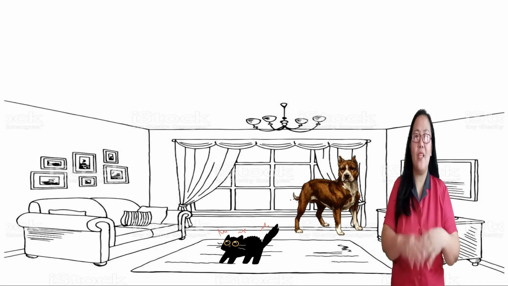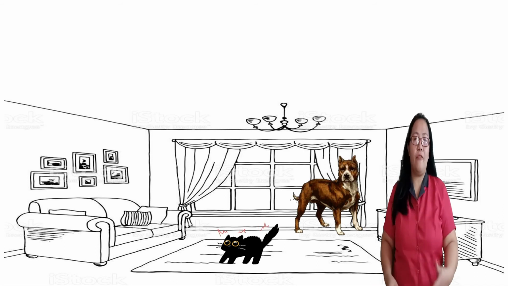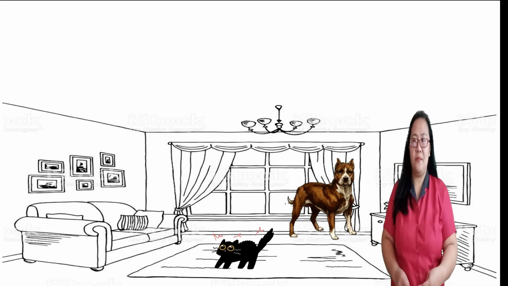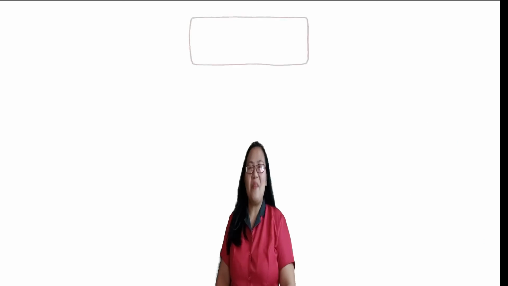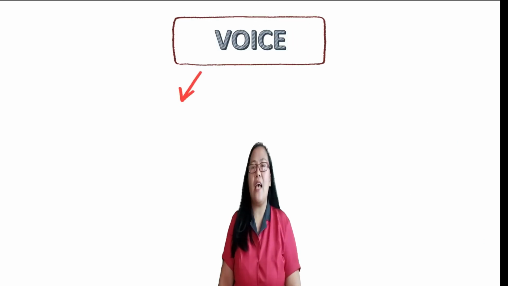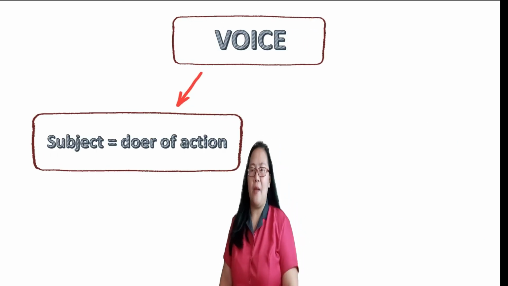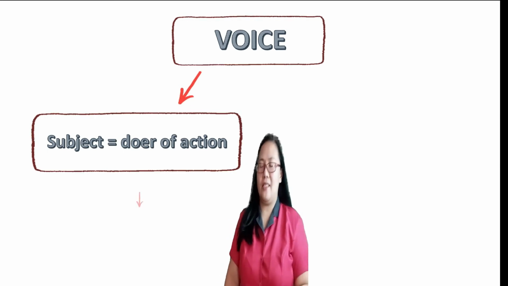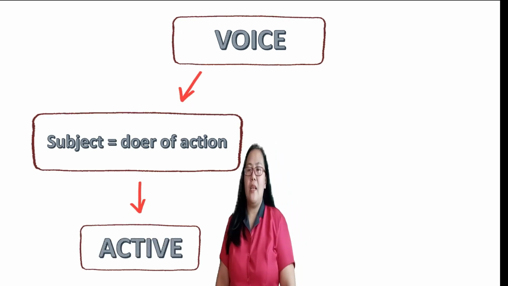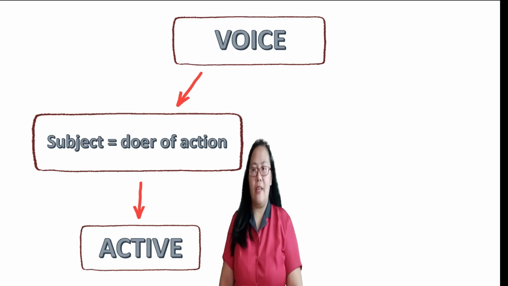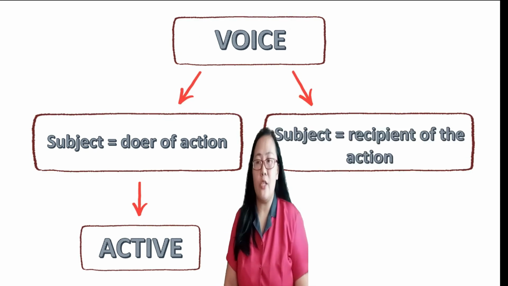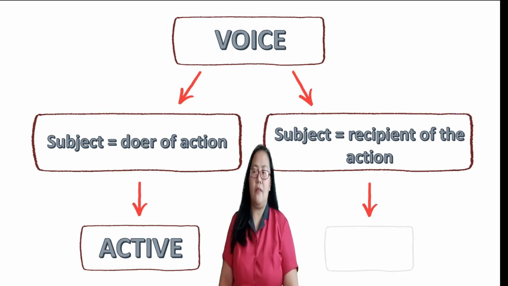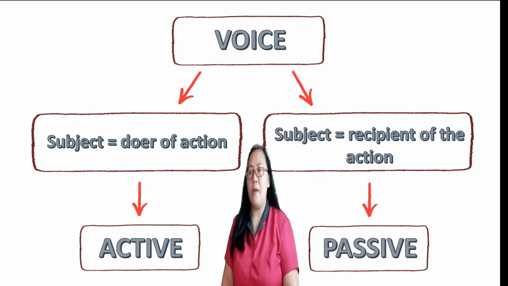Time's up. What statement have you come up with? The cat was scared by the dog. Good job! Remember, class, voice has two types. The first type is where the subject is the doer of an action, and it is called active voice. The other type is where the subject is the recipient of the action, and it is called passive voice.